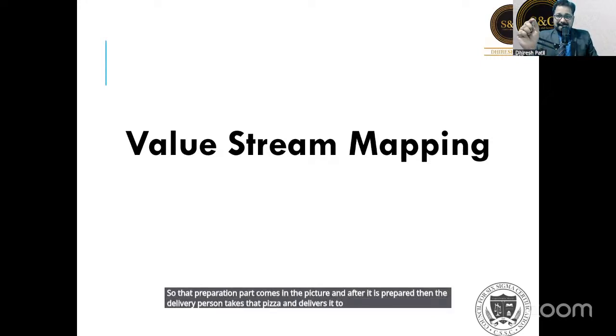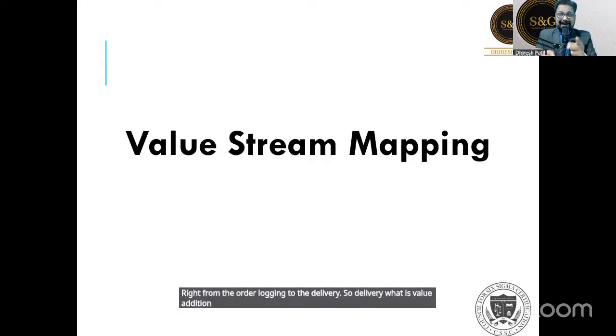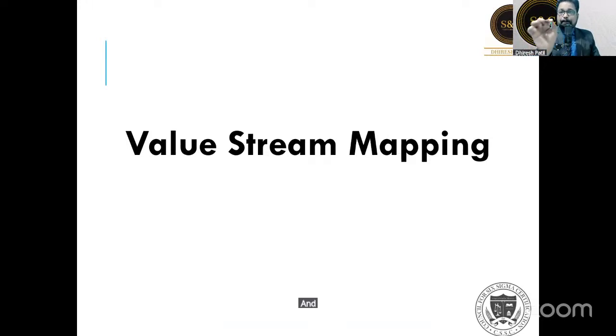So in every action, every activity, there is some value addition happening. Understand this? There is some change in the shape, size, color, taste, property of the product, right from the order logging to the delivery. So in delivery, what is the value addition? Without you traveling to the pizza store, you are getting the pizza delivered at your doorstep, and that is the value addition. And this entire step-by-step value addition is called the value stream.